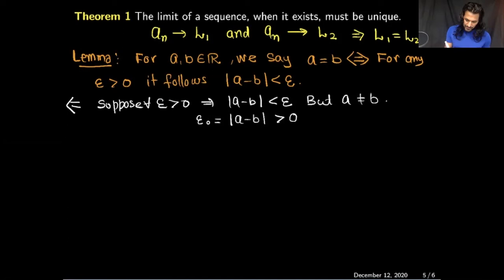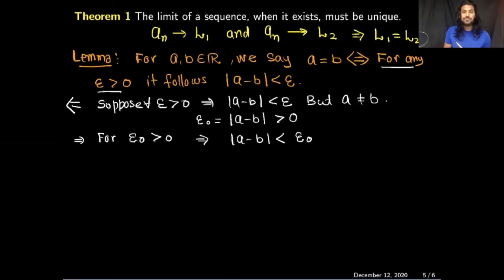So now I'm going to use this statement because this is a given. For any epsilon, we have this statement. So this implies for this epsilon, so for epsilon 0, which is positive, this will follow that A minus B will be strictly less than epsilon 0. And that epsilon 0 is nothing but A minus B. What does this imply? A minus B is strictly less than A minus B, which is an absurd statement, which is a contradiction.